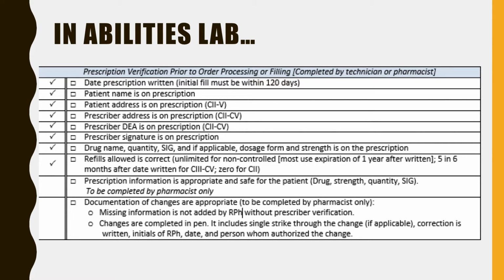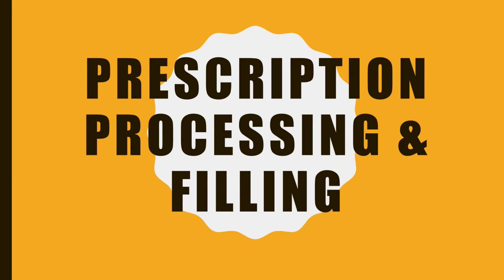Here on the screen is the first part of that checklist, the initial prescription verification that we just discussed. In lab, you will act as the pharmacist and check the prescription to make sure it is both legal and appropriate for the patient. Note all of the components on the checklist to help you through this process. Once a prescription has been initially verified, it can move on to be processed and filled.